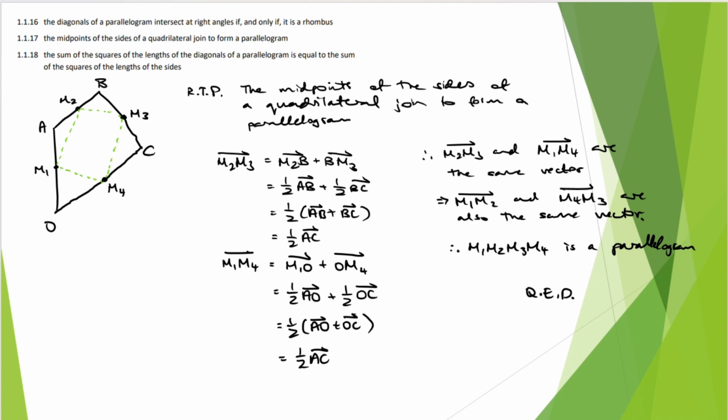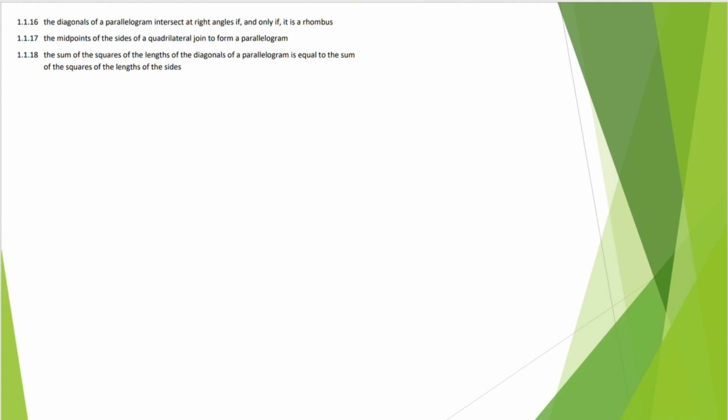Okay, and so this is the proof for the midpoints of the sides of a quadrilateral join to form a parallelogram. Now, if we move on to the last of these proofs, that is the sum of the squares of the lengths of the diagonals of a parallelogram is equal to the sum of the squares of the lengths of the sides. So if we consider this parallelogram here, this is a parallelogram.